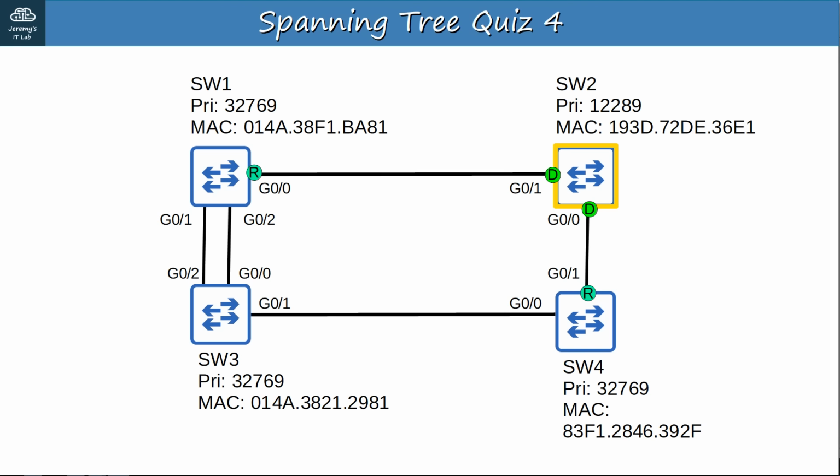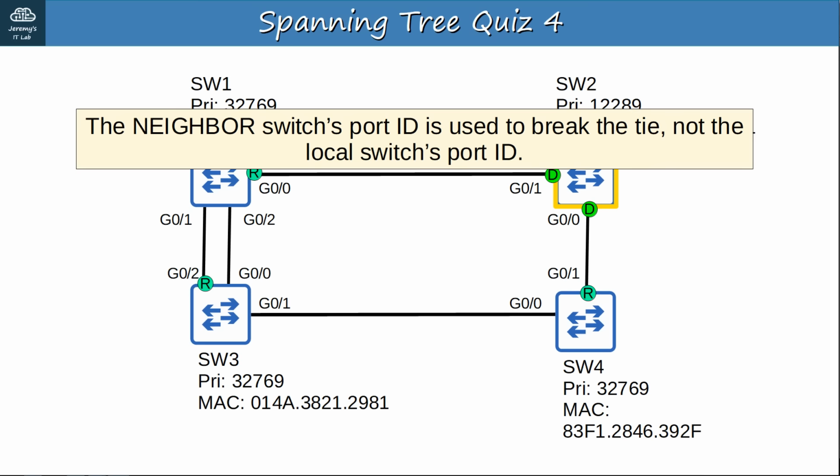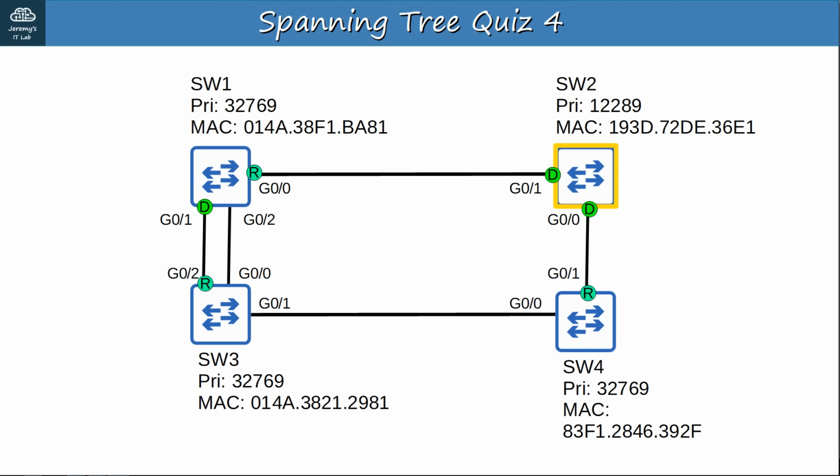The answer is G02, because it is connected to a lower port ID on the neighbor switch, switch 1. This is an important point. The neighbor switch's port ID is used to break the tie, not the local switch's port ID. That's why G02 was selected over G00, because G00 is connected to a higher port ID on switch 1. So switch 1's G01 interface is a designated port, because it is connected to switch 3's root port.